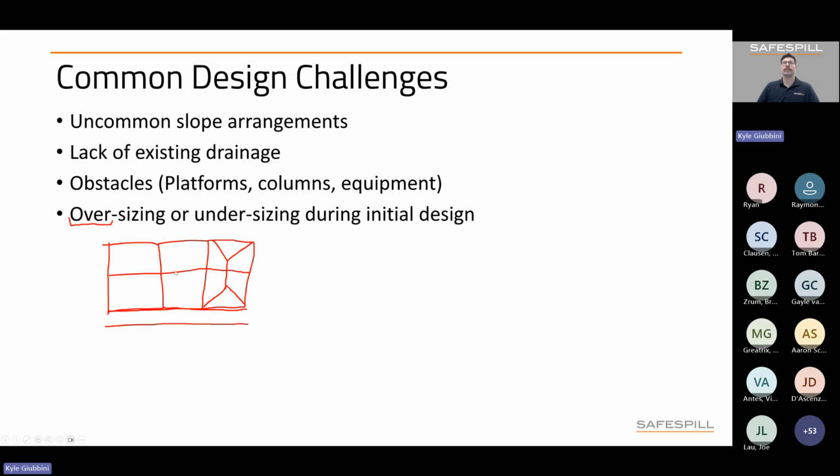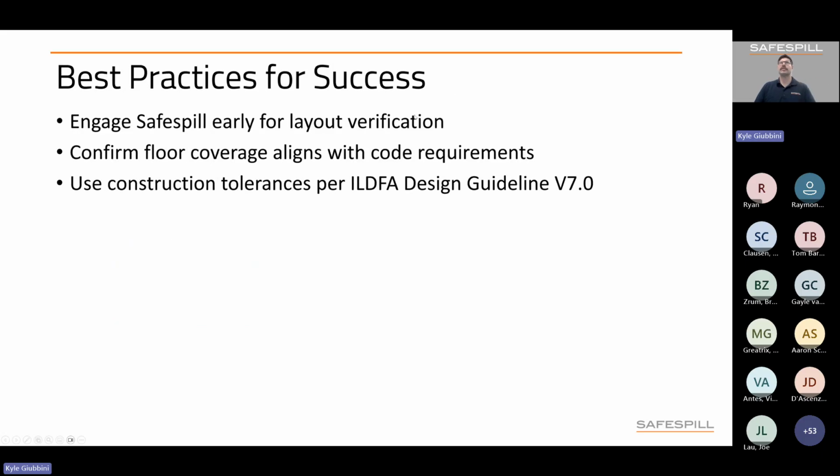So, best practices for success: always engage Safespill early in the design process to verify that layouts are going to work. So this verifies that we have the manufacturing capability and the constructability to make those layouts work. Also confirming that floor coverage aligns with code requirements. So making sure that we're using the proper standoff distances and that we have the proper trench arrangements in a hangar. And then other best practices are, the design guidelines are a really valuable resource.